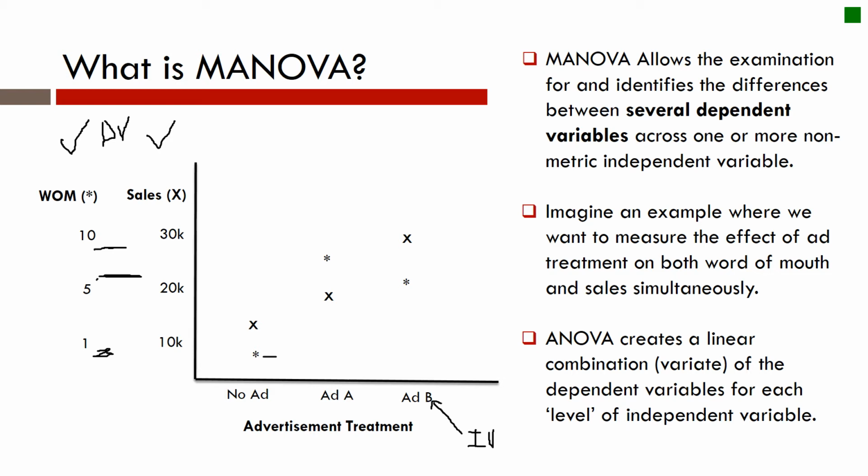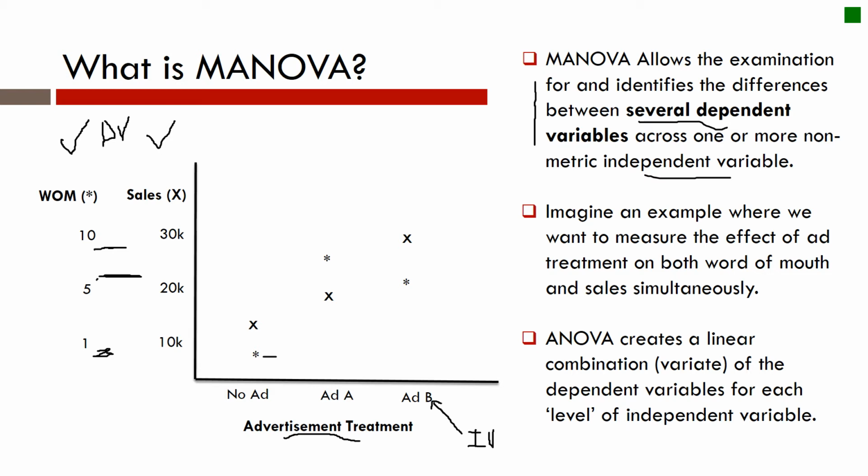But a MANOVA allows the examination of, and identifies a difference between, several dependent variables. And in this case, again, word of mouth and sales. And this may be across one or more non-metric independent variables. In this case, we have ad treatment, which is a single independent variable. We could have multiple independent variables if we wanted to, as far as the model goes.